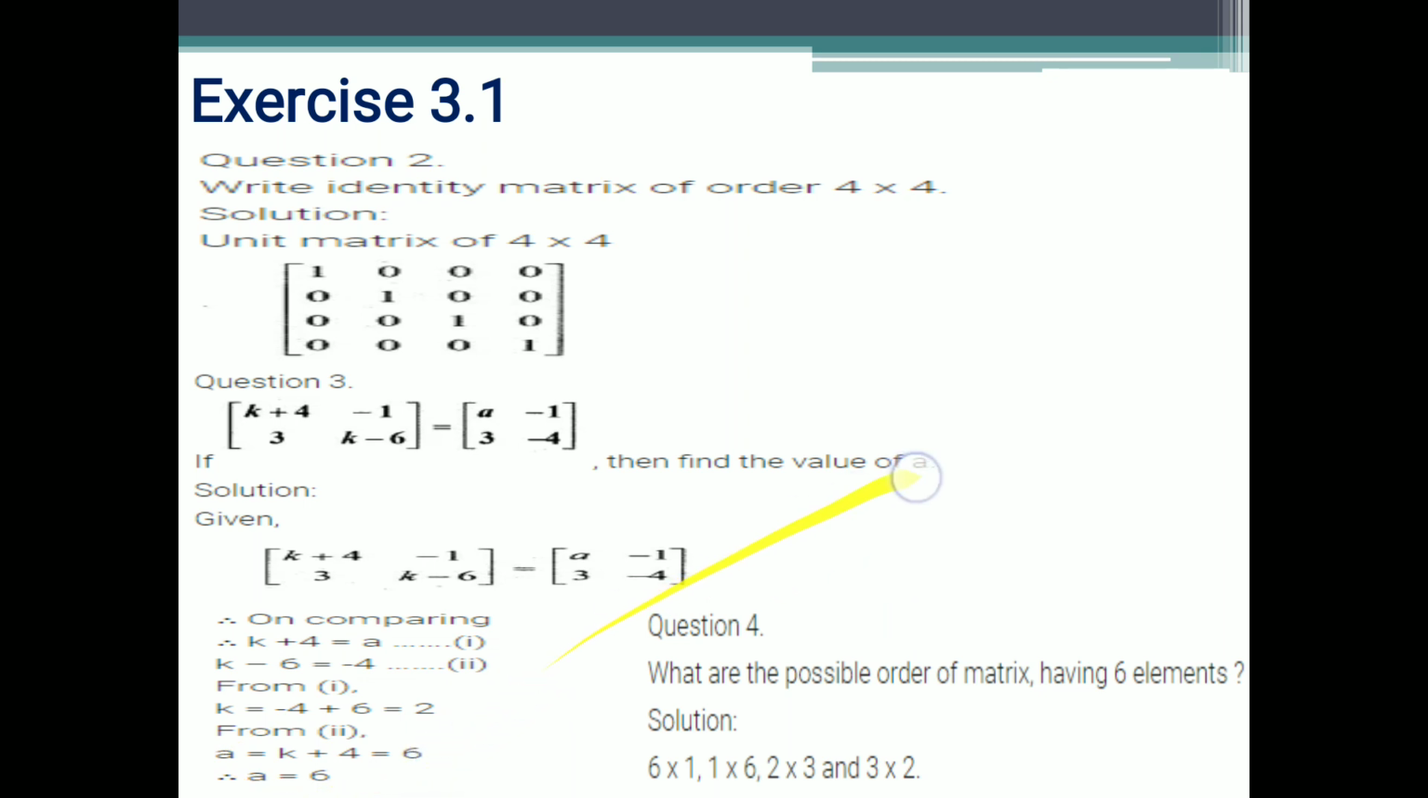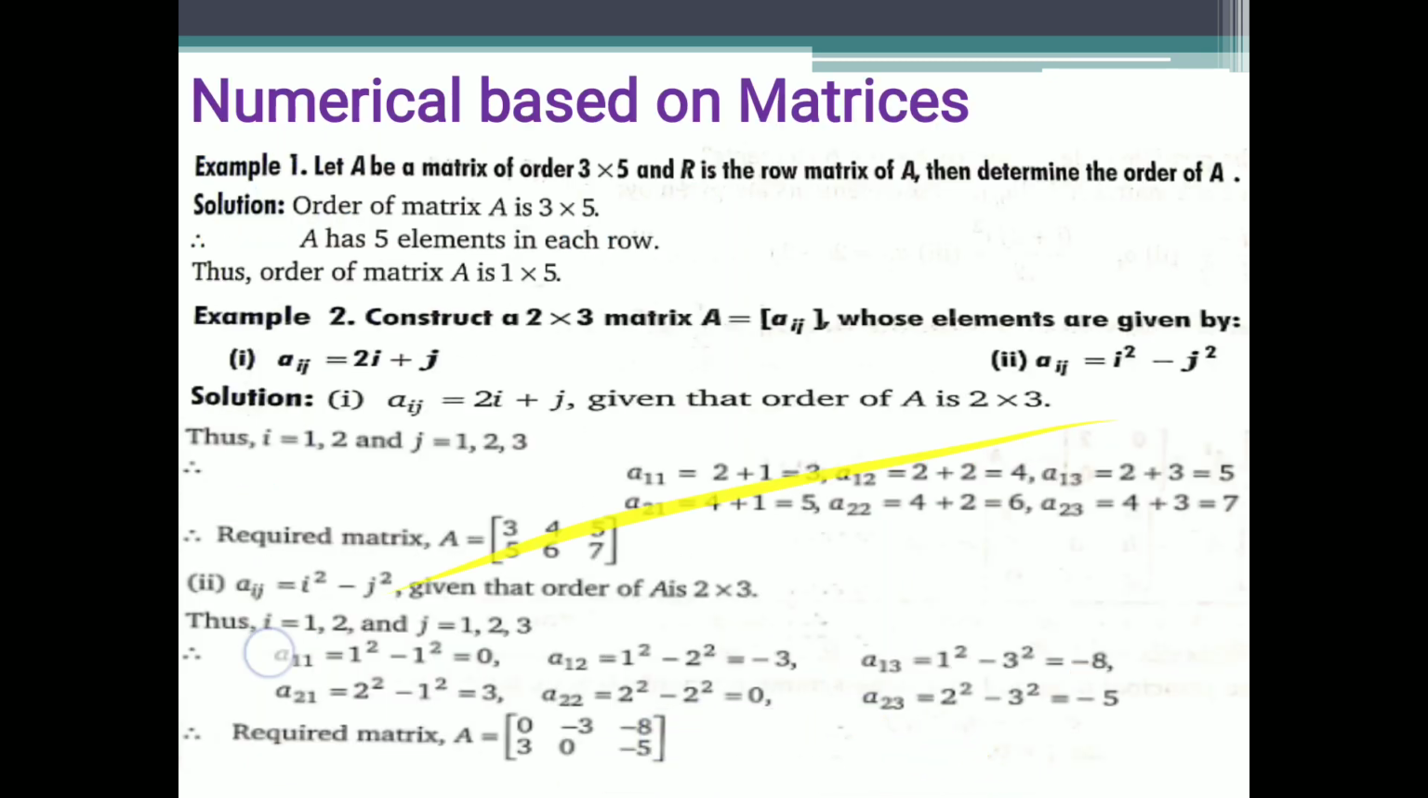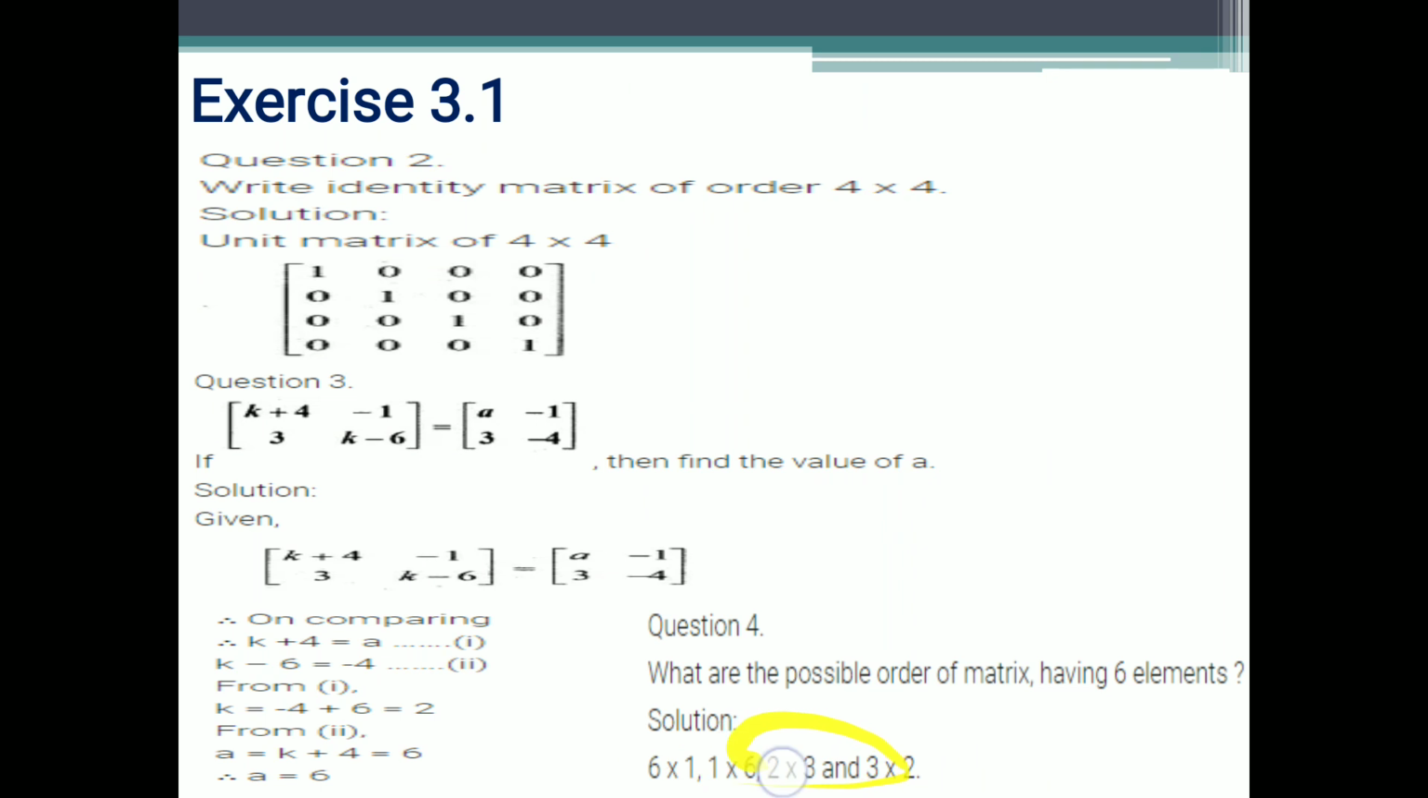Now question number 4 says, what are the possible orders of a matrix having 6 elements? If the matrix has 6 elements, what are the possible orders? Those 6 elements can be placed in these forms. Number 1, there can be 6 rows and 1 column. Correct? So it becomes m into n, that is 6 into 1. Or there can be one row with 6 columns, so it becomes 1 into 6, 2 into 3, 3 into 2. So these four are the possible orders of a matrix with 6 elements. Clear? Let's move on to the next.